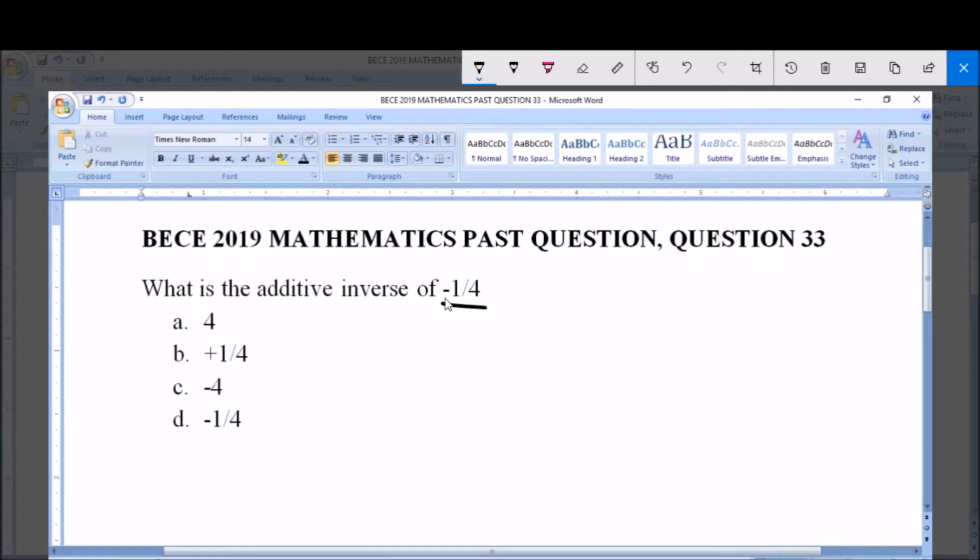We are asked for the additive inverse of minus 1 over 4. Now when you see this kind of question, the first thing that should run through your mind is: what is additive inverse? The additive inverse of a number simply refers to the number that will be added to this number and will yield 0. That is, the additive inverse of a number is the number that when added to a number yields 0.